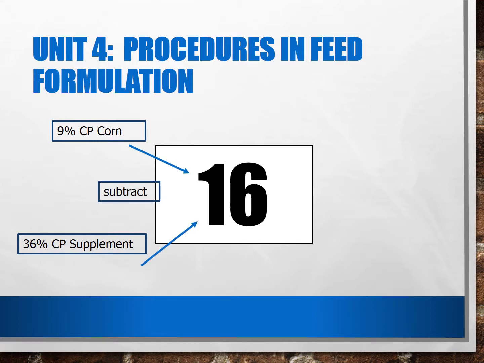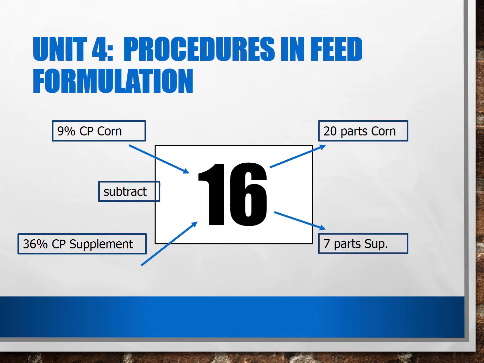As we add to the next slide then, we're going to subtract diagonally across this Pearson square. So you're going to subtract 9 from 16, and you're going to subtract 16 from 36. So you're going to subtract diagonally across the square as signified by the arrows that are there. That gives you the answers we see on the right side of the screen now: 20 parts corn and 7 parts supplement would be needed in order to meet that 16% crude protein diet.